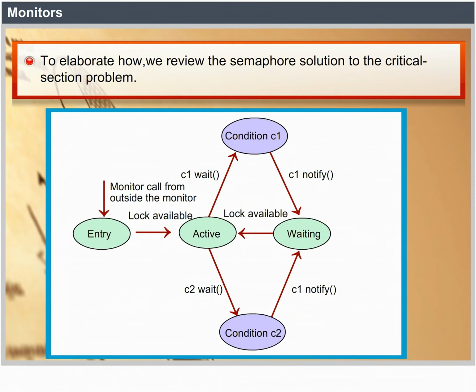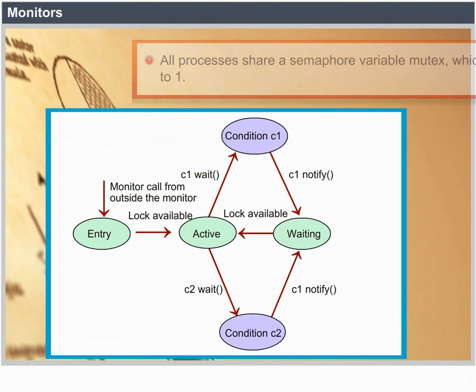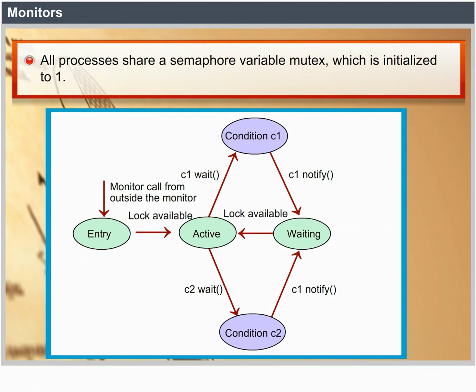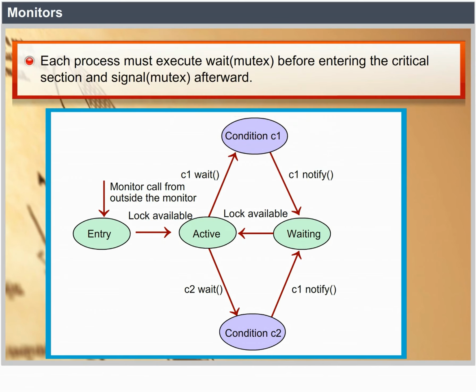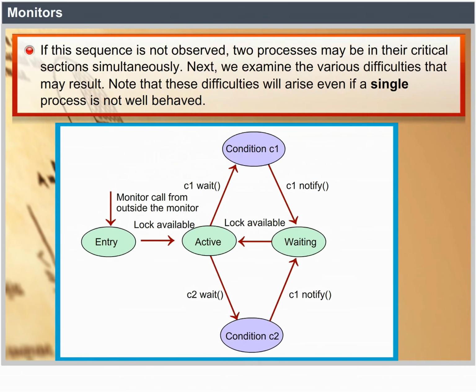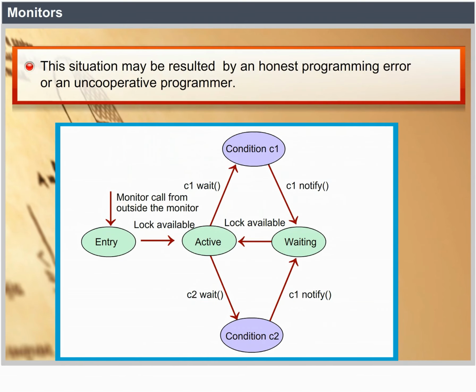All processes share a semaphore variable mutex, which is initialized to 1. Each process must execute the wait(mutex) function before entering the critical section and the signal(mutex) function afterward. If this sequence is not observed, two processes may be in their critical sections simultaneously. Next, we examine the various difficulties that may result. Note that these difficulties will arise even if a single process is not well behaved. This situation may be caused by an honest programming error or an uncooperative programmer.